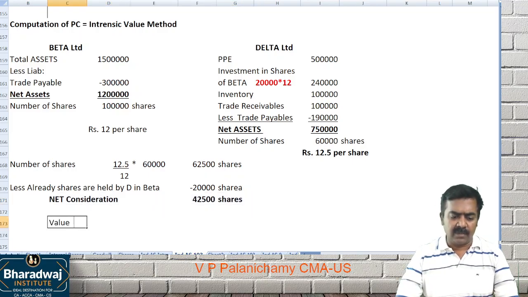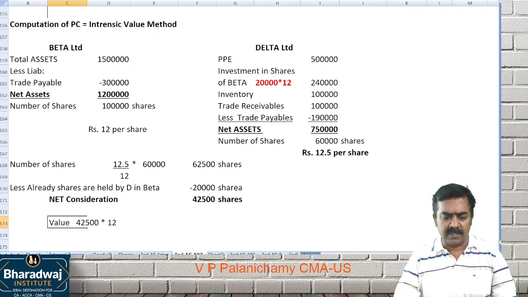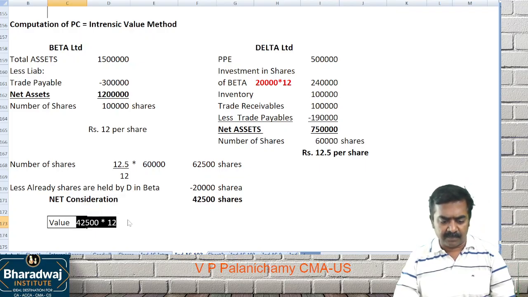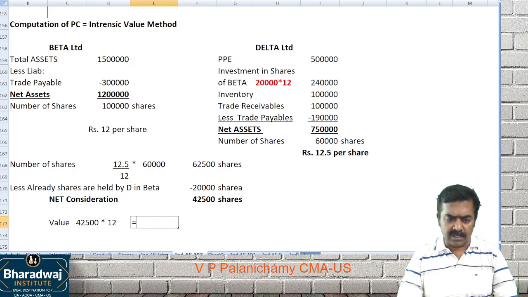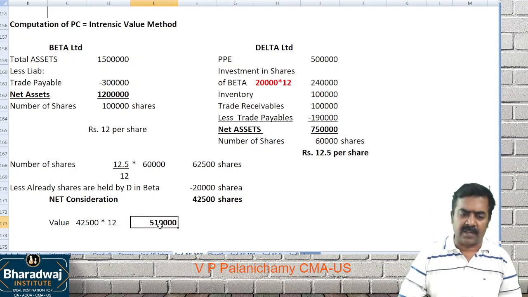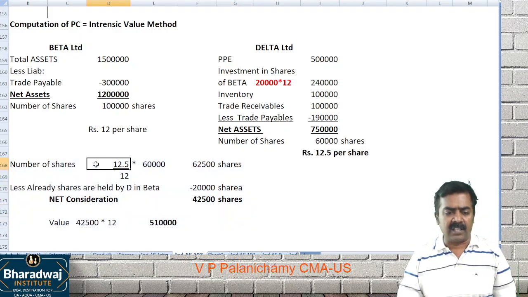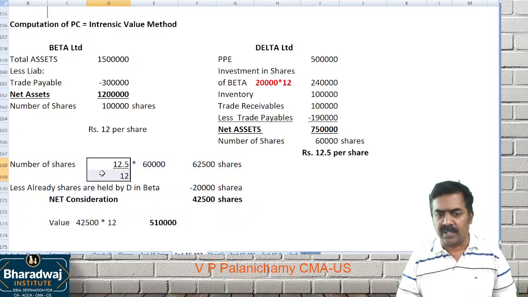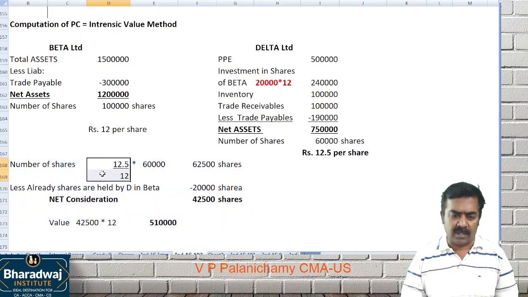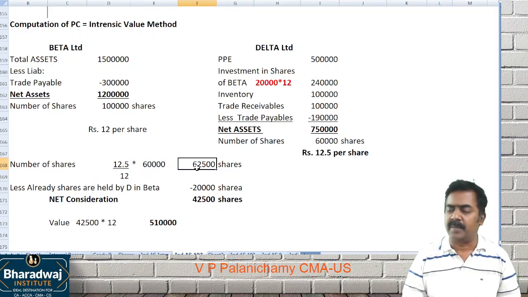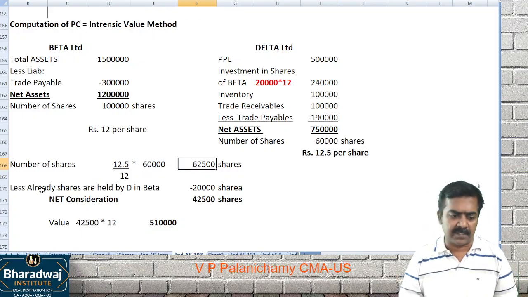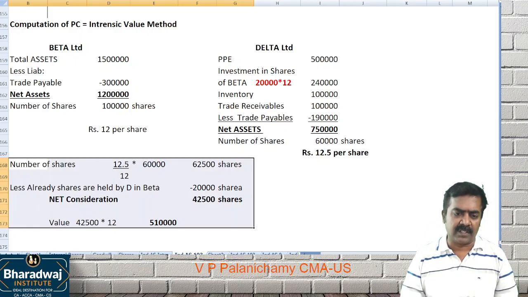Value will be 42,500 shares into 12 rupees. Who's giving the share? Beta is giving the share. This is the value of the purchase consideration. How much? 5,10,000. This is one method of working. I repeat. What is the value of the seller? 12.5. Divided by the value of the buyer, 12, into 60,000. Now I have to give you how many? 62,500 shares. Okay, this is one method of working.